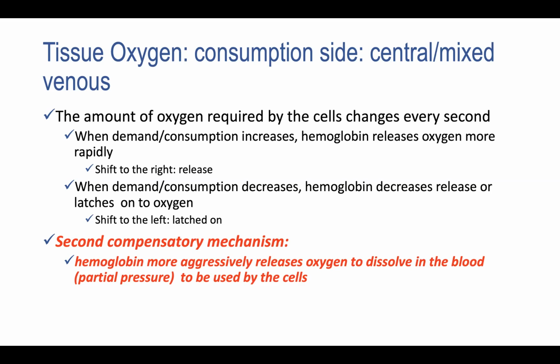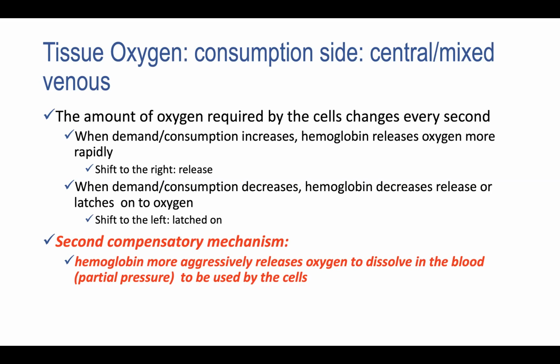This is your second compensatory mechanism, which is hemoglobin will release more oxygen. That's called a shift to the right. Release, release, release, to the right, to the right, to the right. Off the hemoglobin, dissolved in the blood so it can be used by the cell. Can't use oxygen when it's bound to hemoglobin. It's got to be dissolved in the cell.